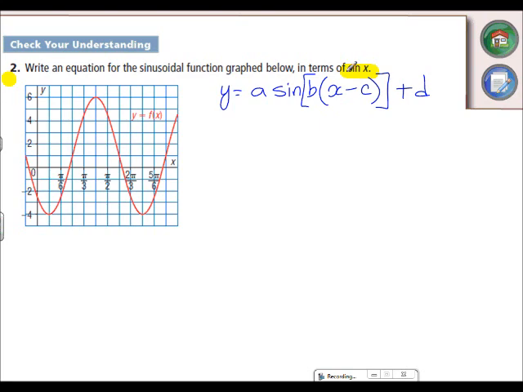Start with A and D. Those are the first 2 you always want to find. Amplitude. Your amplitude is your A value.